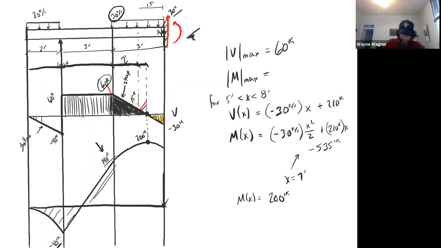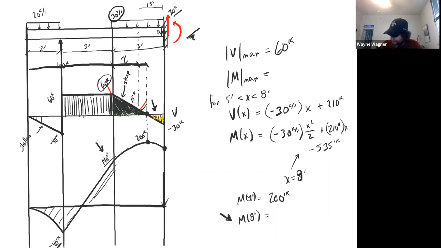If I wanted to know the value here at the end, I would just plug in x equals 8. This is M at 7, and this is M at 8. We'll note that M at 8 should be less than M at 7, and there's two ways to get that. I can calculate the area of this triangle and subtract it off of the 200, which is pretty easy. That's 30 times 1, the base, divided by 2, so it's going to be 15. So I'm going to be 15 lower than that 200. I should be at 185.